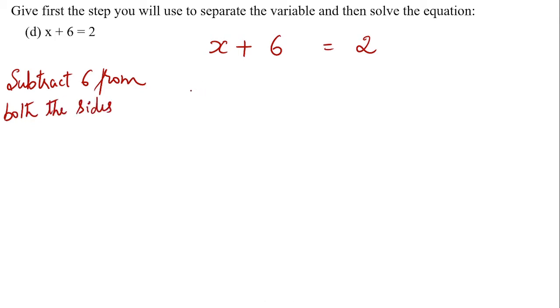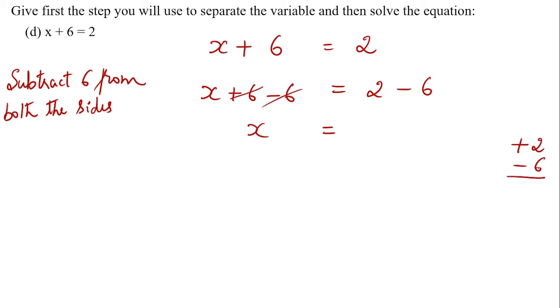So if you're subtracting 6 from both the sides of the equation, what will be the equation? x plus 6 minus 6 is equal to 2 minus 6. So plus 6 and minus 6 gets cancelled. x is equal to, so what we have over here, plus 2 and minus 6. When there are different signs, put the bigger number's sign. Bigger number is 6, its sign is minus, and then subtract. 6 minus 2 is 4. So x is equal to minus 4.